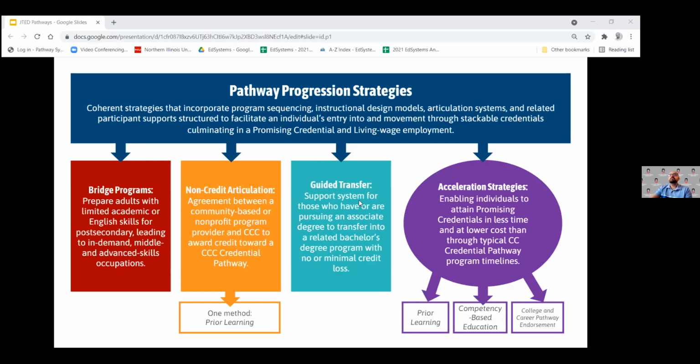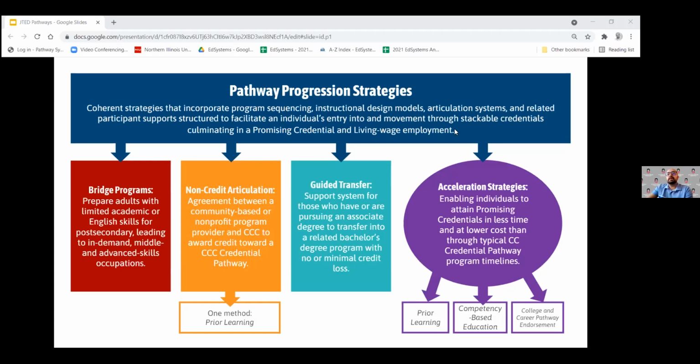Guided transfer: there are some jobs and industry sectors where inevitably you're going to need to keep progressing beyond just a low industry credential or low certificate. You're going to need to progress to an associate's degree or potentially even over time to a bachelor's degree. And guided transfer is where you develop a pathway in which you're counseling an individual, an adult, to take certain community college courses so they can keep advancing, right?